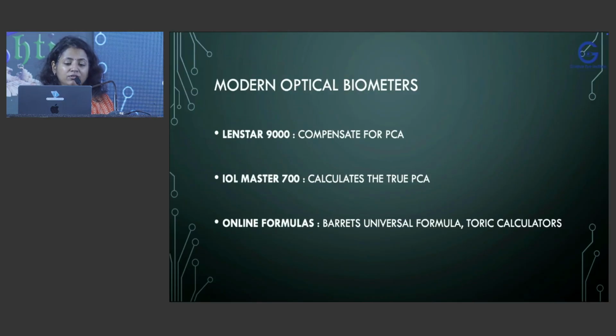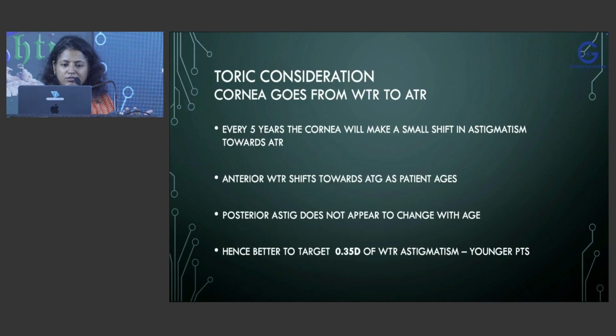The modern optical biometers are really doing a good job in compensating for the posterior corneal astigmatism. Some are calculating the true corneal astigmatism, like the IOLMaster 700. And of course, we have good online formulas available now, which give us the confidence that we are putting in the right lens.